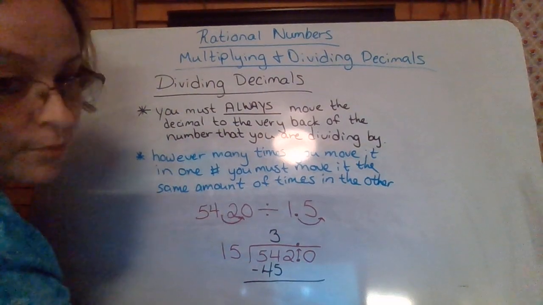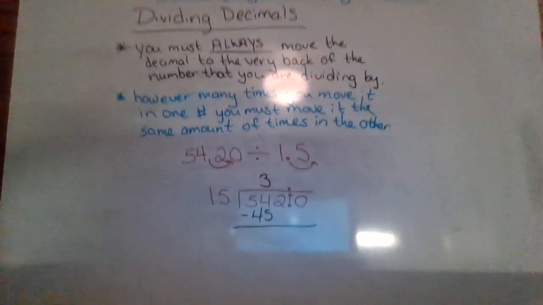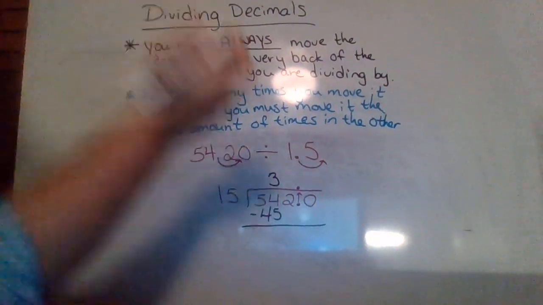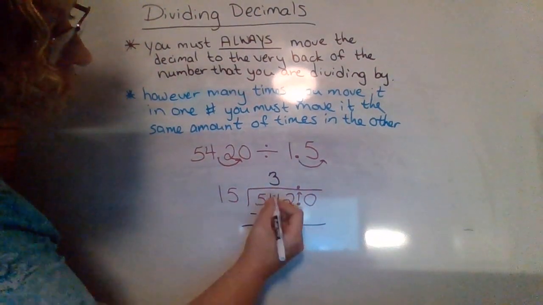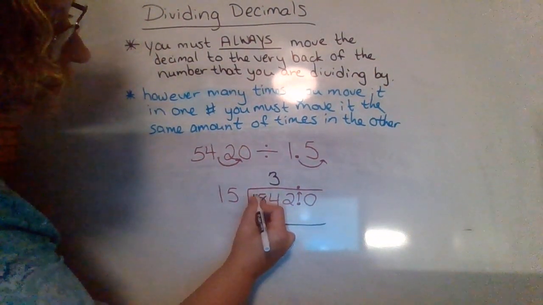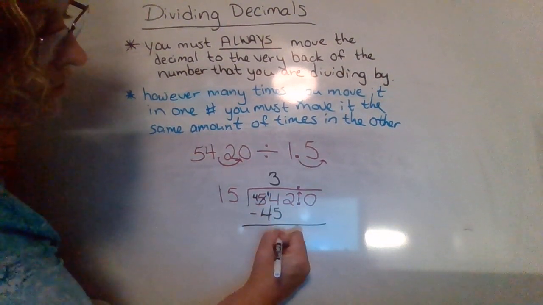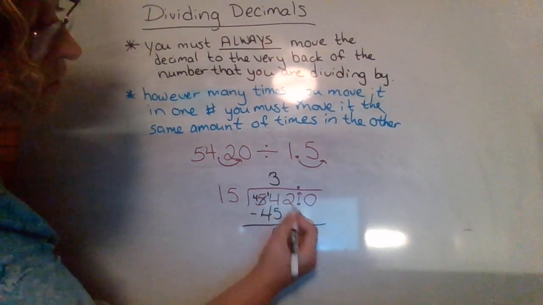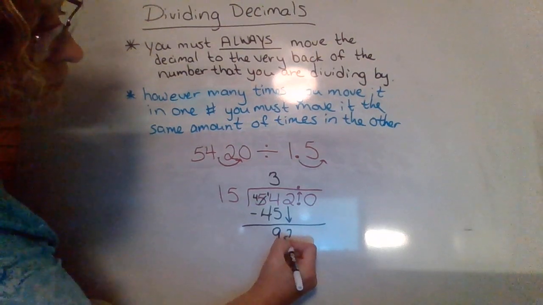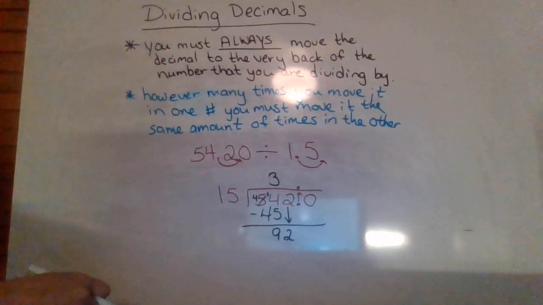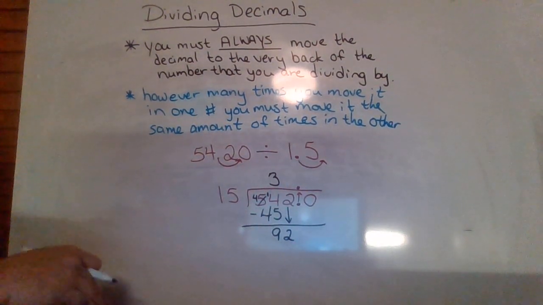When you do your subtraction, I'm going to move my camera so we can catch it all. When you do your subtraction, I'm going to borrow from here. That gives me a 4. That's a 14. 14 minus 5 is 9. Then bring your 2 down. How many times does 15 go into 92?